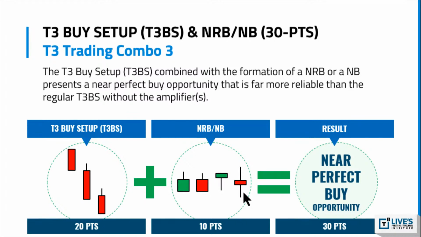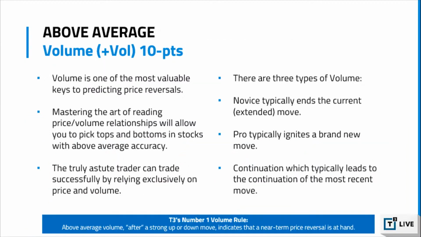If the goal is to get as much confirmation as possible, then the bar with the tails and the narrow body is best. Okay? The end product is a near perfect buy opportunity. All right? Okay, so far we've covered 3. We'll cover one more and call it a day for right now.